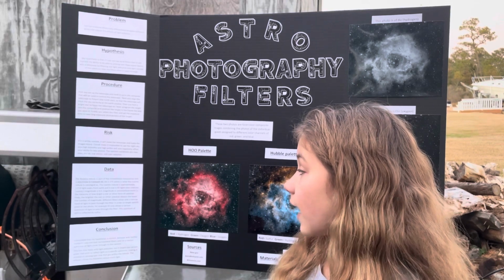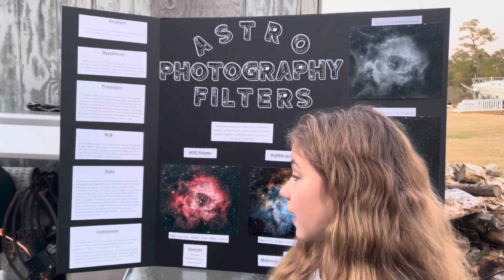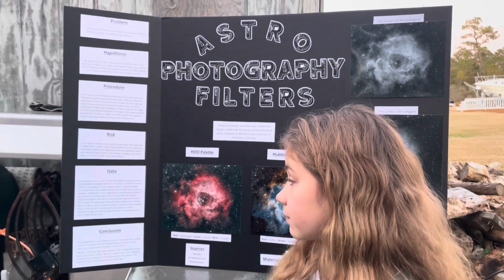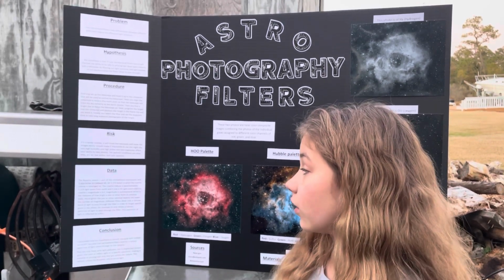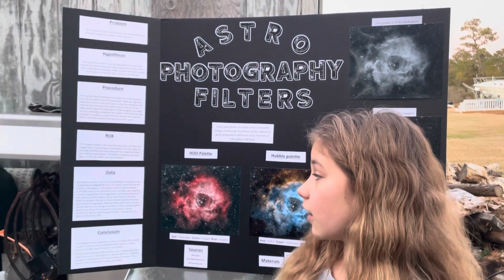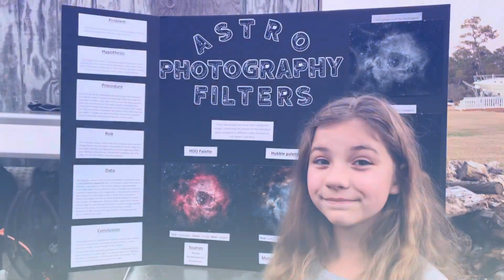Different filters allow only a narrow band of light to pass through the filter in order to target specific gases in the photo. For example, SII only allows a certain spectrum of light to pass through the filter. This spectrum of light is reflected by sulfur.